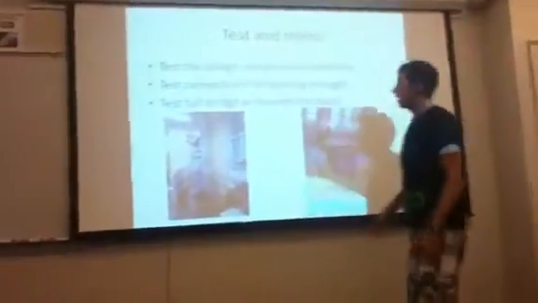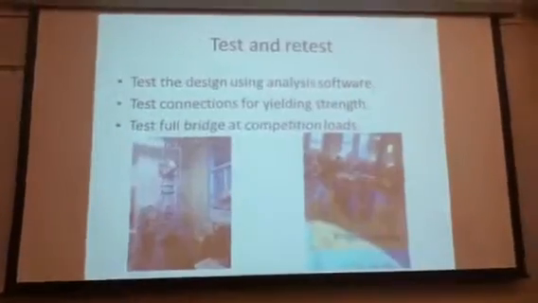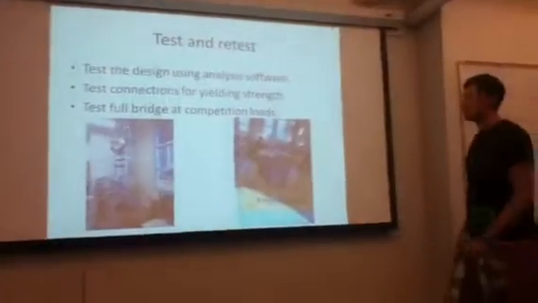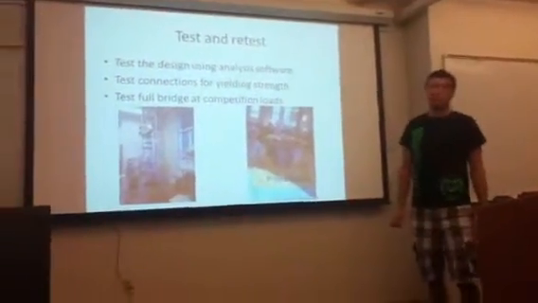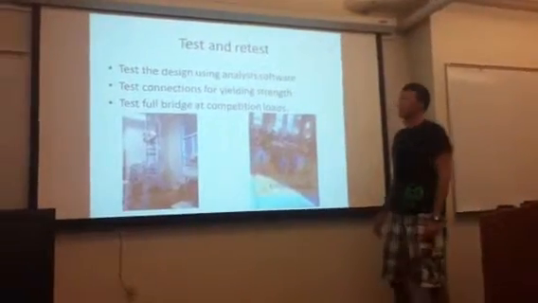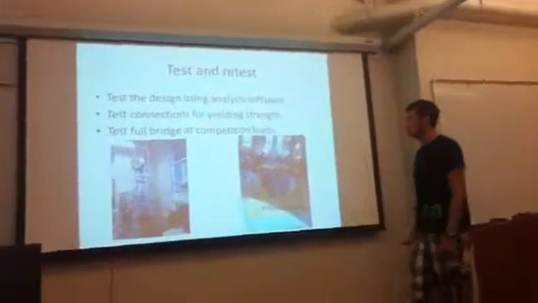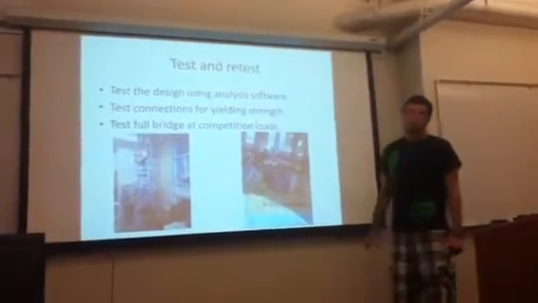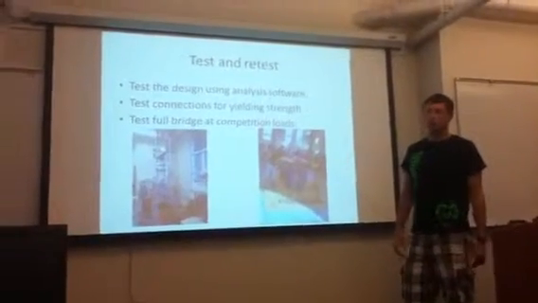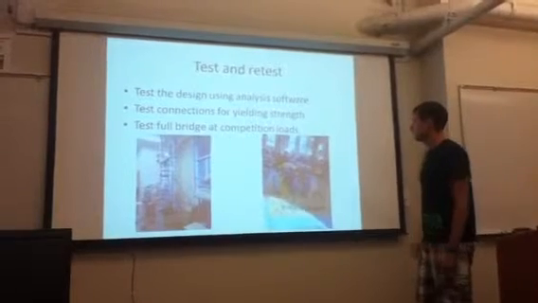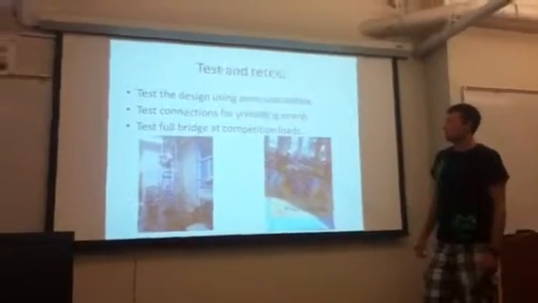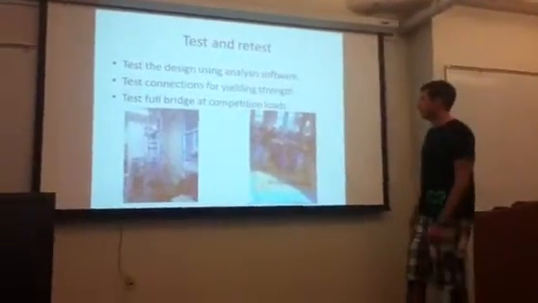Next, you can test the strength of the connections by using a universal tester, as you see before you, and applying a load until the connection begins to yield. This will give you the yielding strength of the connection and allow you to determine if the connection is strong enough for the bridge. Lastly, after you have finished completely fabricating the bridge, you should test it with the competition load in order to determine whether or not the bridge truly does meet the strengths required of the competition and if the deflection will be competitive.